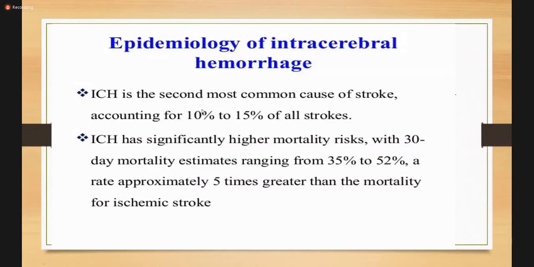Hemorrhage is the second most common cause of stroke, accounting for 10 to 15% of all strokes. Intracranial hemorrhage carries a significantly higher mortality risk, with 30% mortality estimated, ranging from 35 to 52%. Its rate is approximately 5 times greater than the mortality for ischemic stroke.